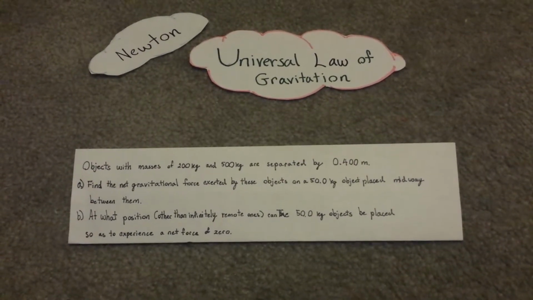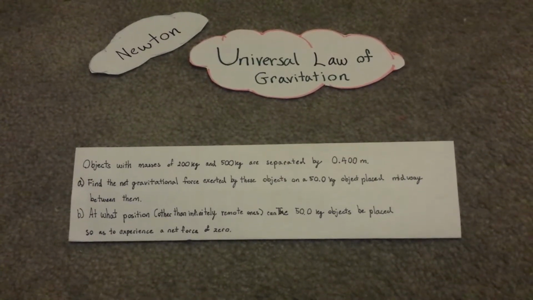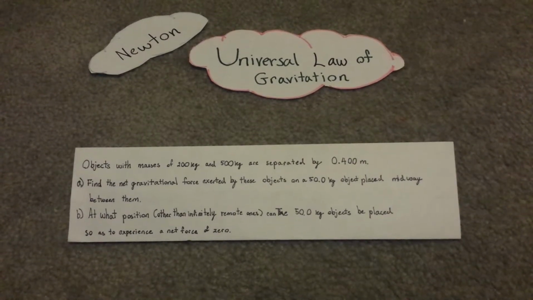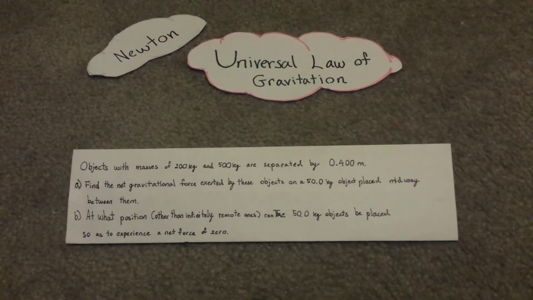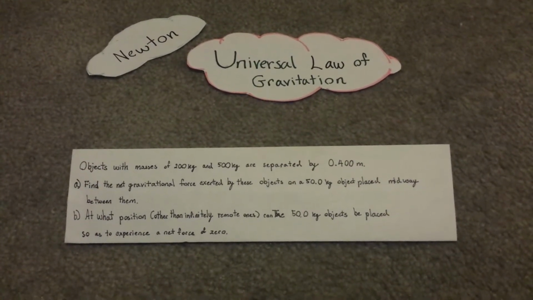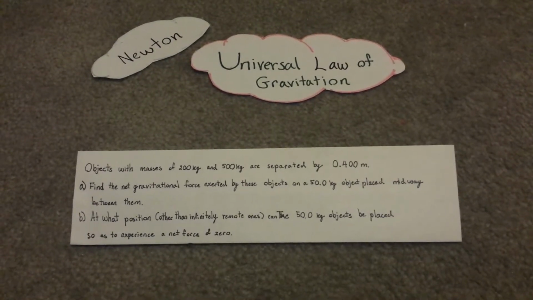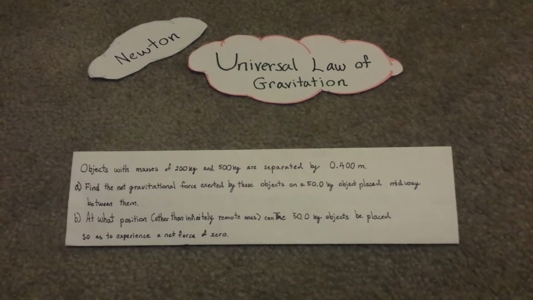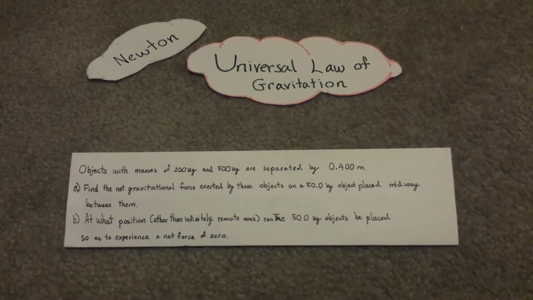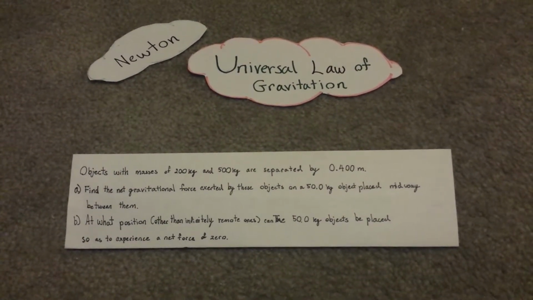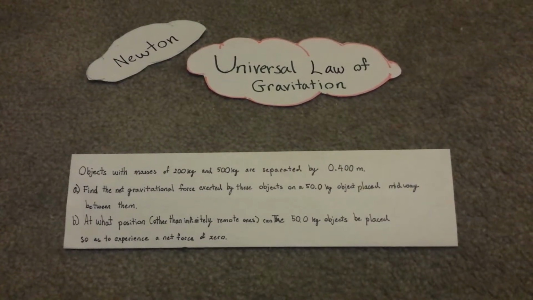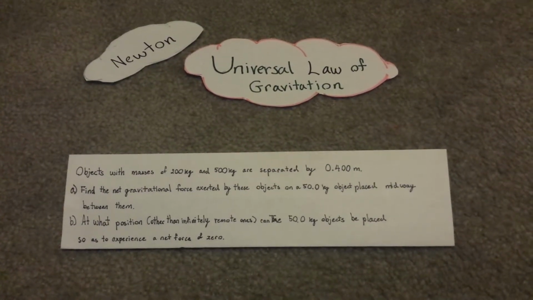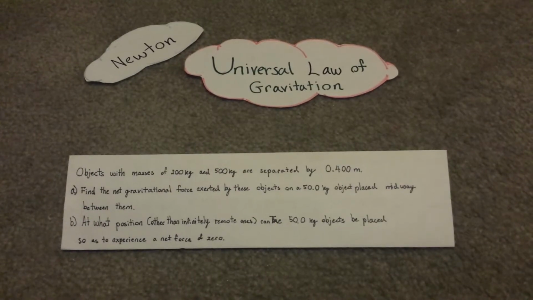One of the problems commonly used is: objects with masses of 200 kilograms and 500 kilograms are separated by 0.4 meters. A. Find the net gravitational force exerted on a 50 kilogram object placed midway between them. B. At what position, other than an infinitely remote one, can the 50 kilogram object be placed so it experiences zero net force?